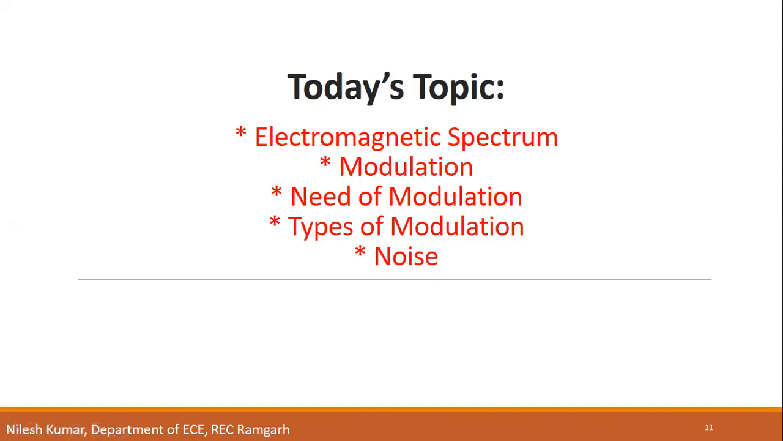Next, here we have to see the electromagnetic spectrum, which is basically used for the purpose of communication, then the modulation, then what is the need of modulation and types of modulation, then noise. Okay, so let us move further.